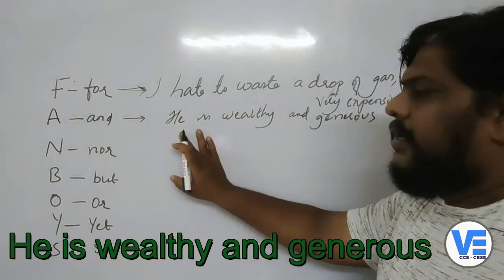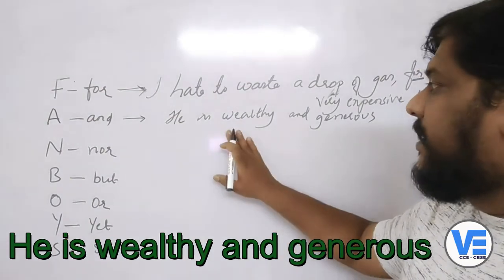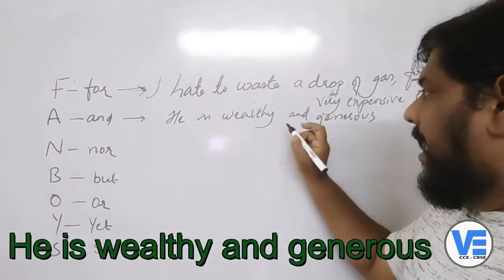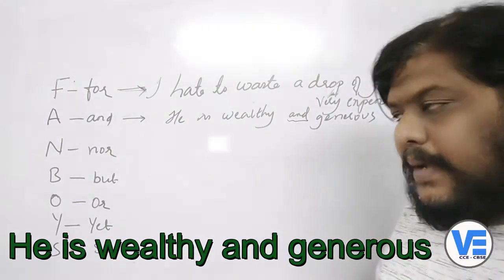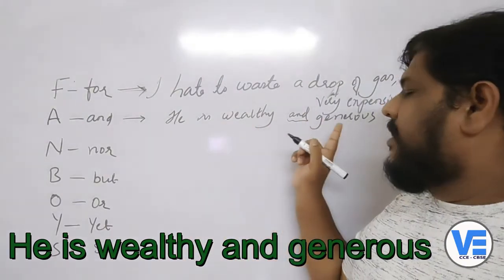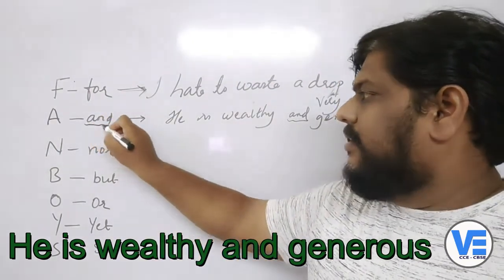So here you can take it as two statements, two sentences. One is he is wealthy, he is generous. But I have used a word called "and" to join these two sentences, and I made it as he is wealthy and generous. So that is how we can use the word "and" as a conjunction.